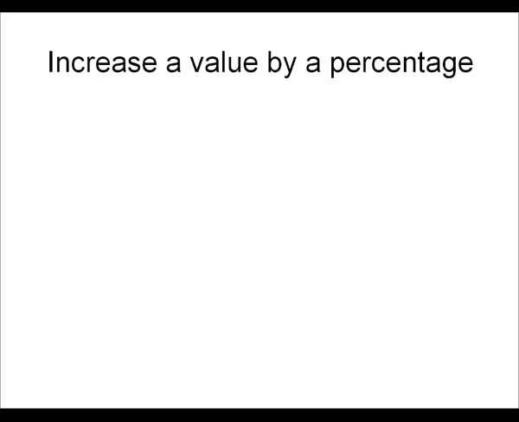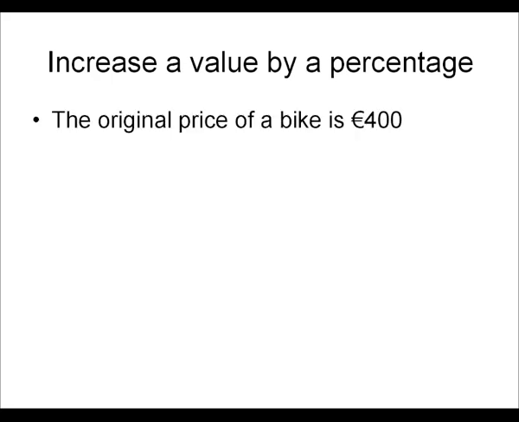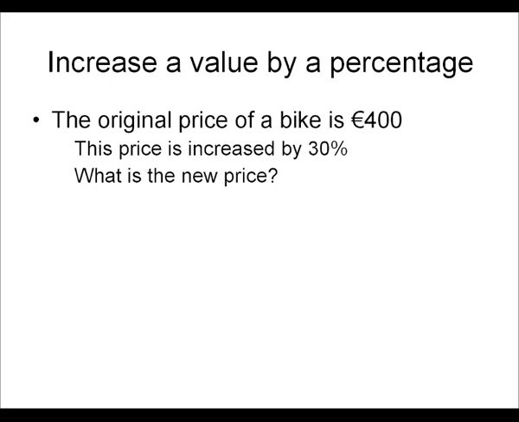So first of all, let's look at increasing a value by a percentage. Let's say the original price of a bike was €400 and I'm told this price has increased by 30%. And I'm asked, what is the new price of the bike? Well, the new price will be the original price of the bike plus 30%. Now in primary school, you'd find 30% of the original price of the bike and you would add it on.